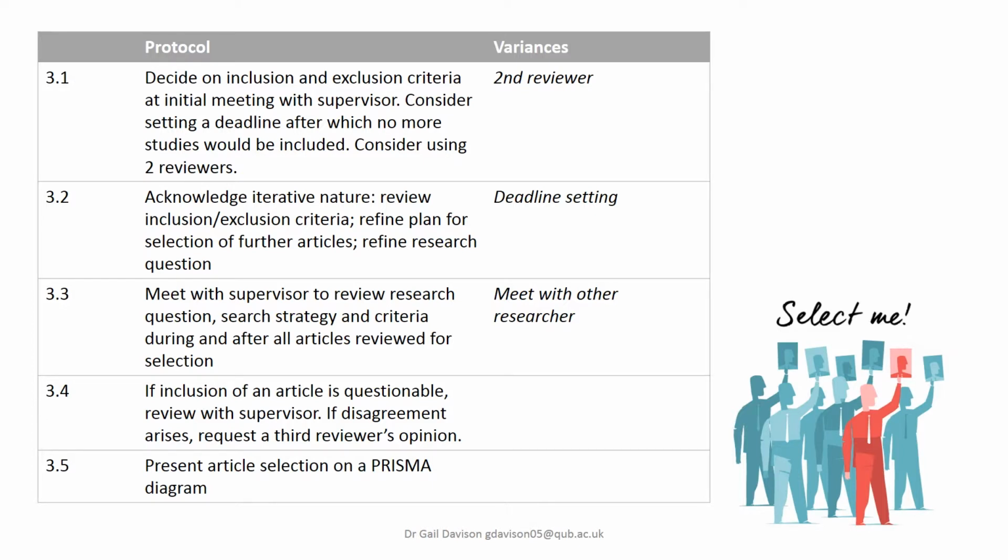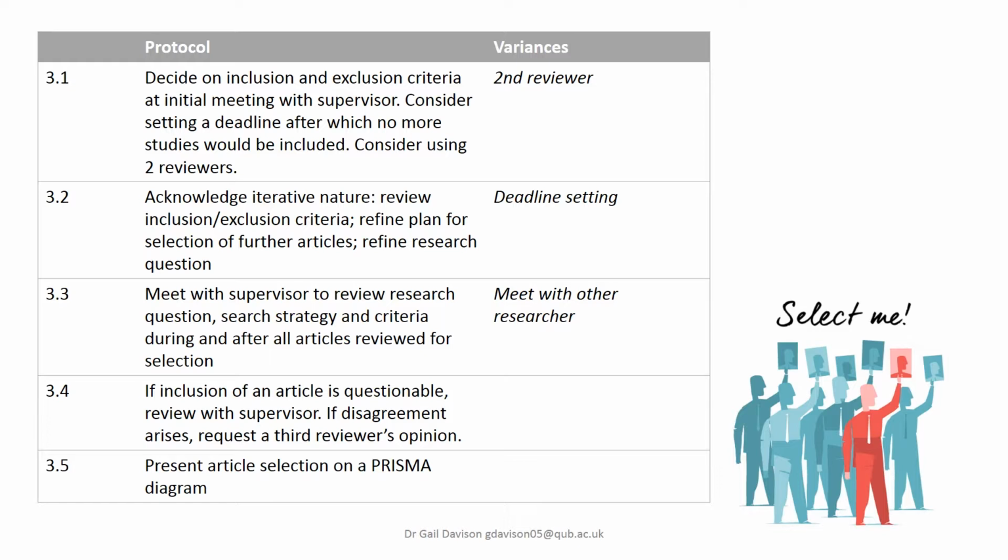You might decide to set a deadline for which no more studies would be included, and you might decide to use 2 reviewers. It might be difficult for you if you're completing this as a master's to have 2 reviewers. Not many supervisors would go through 1,000 articles, but they might decide that they can, and that's good. If your supervisor is unable to go through all the articles, then you might consider pairing up with someone else who's doing a similar exercise. They can look at your articles and review them, and you can look at theirs.